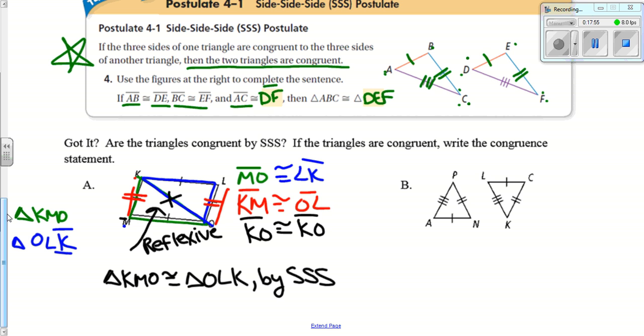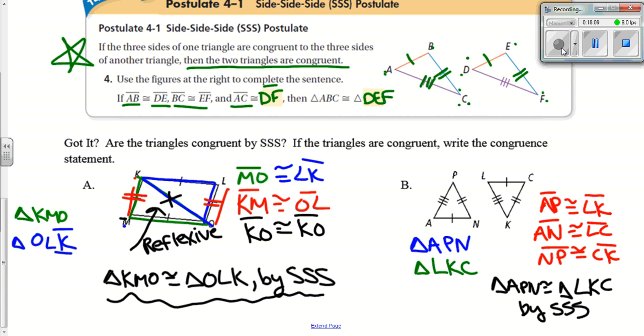All right, go ahead, pause the video, go to the triangles on the right, letter B. Decide if you have 3 corresponding sides that are congruent, and if so, write the congruent statement, which is this down here. So you've got to figure out how to label those triangles. Go ahead and pause. Okay, take a look. Now keep in mind, you may have labeled your triangles in a different order. That's fine as long as your order is staying the same, okay?